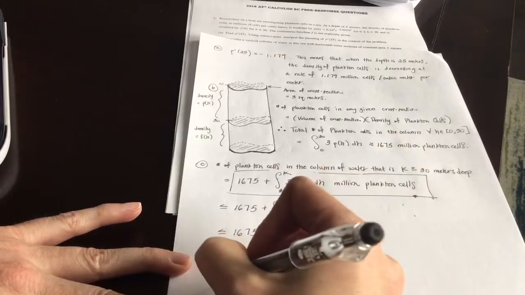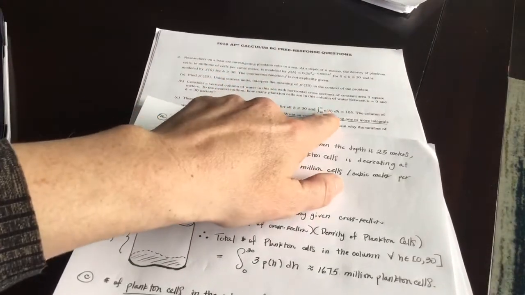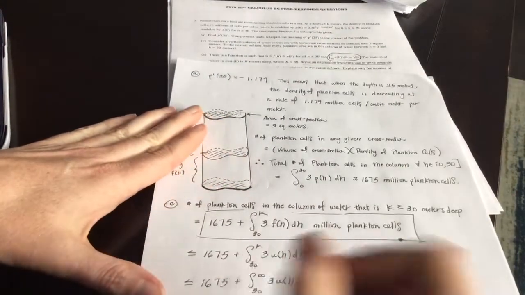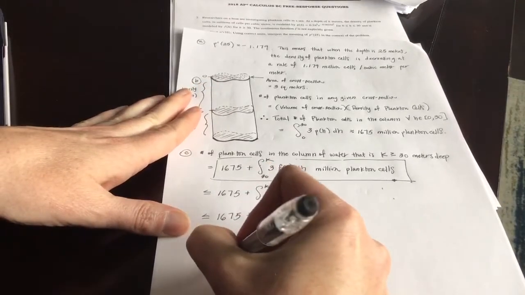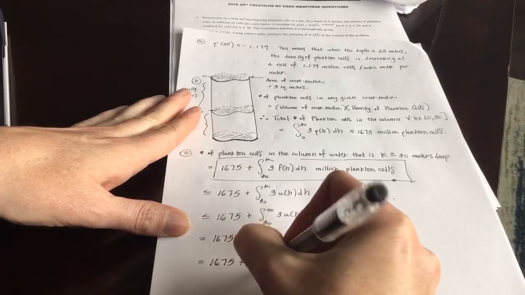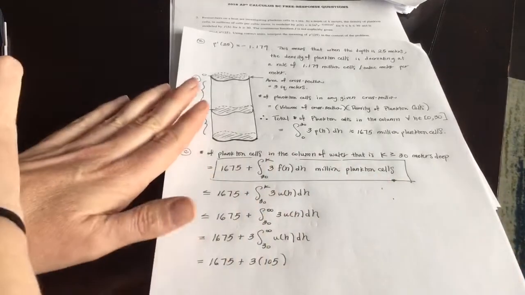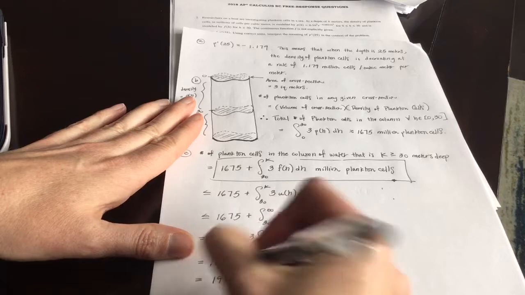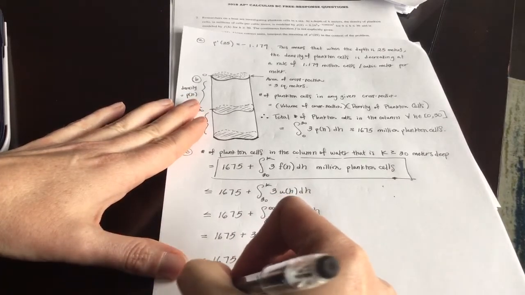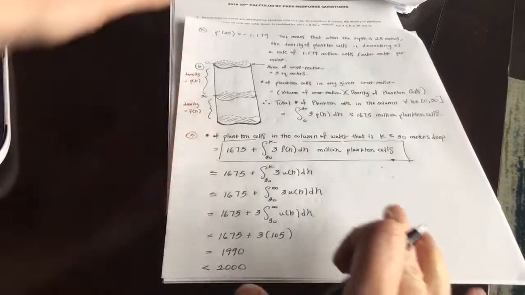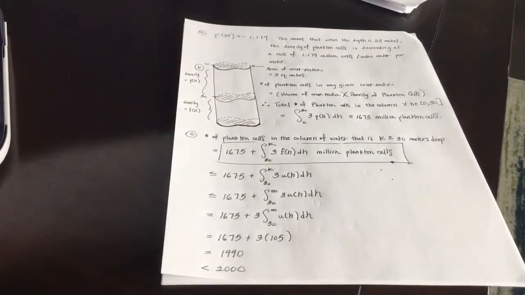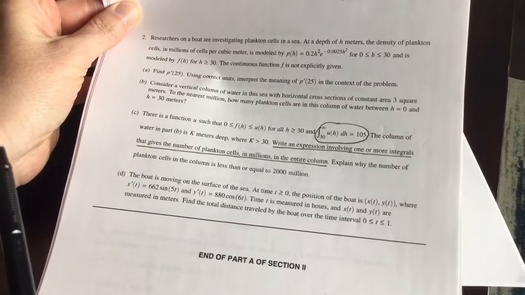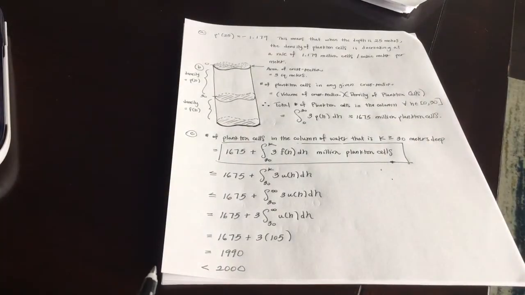And then, what did they say? They said that this integral right here is equal to 105. So that means that this would equal 1,675 plus 3 times 105. So 3 times 105 is 315, and 315 plus 1,675 is 1,990, which, my friends, is less than 2,000. And that is the explanation, us explaining why the number of plankton cells in the column is less than or equal to 2,000 million. Right there. Okay.